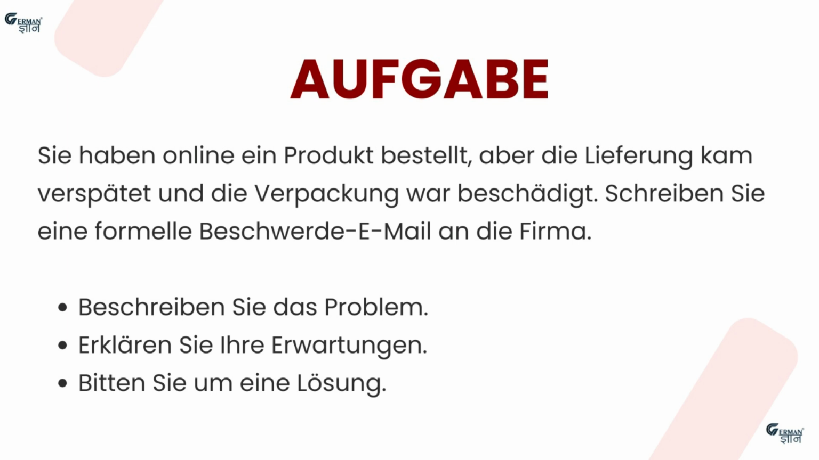Now let's see an Aufgabe and then we'll also solve it. So the question is, Sie haben online ein Produkt bestellt, aber die Lieferung kam verspätet und die Verpackung war beschädigt. Schreiben Sie eine formelle Beschwerde-E-Mail an die Firma. So the question says that you have ordered a product online and the delivery was late and also the packaging was damaged. So now you have to write a formal email complaining to the company. And the points which you need to include are: beschreiben Sie das Problem, erklären Sie Ihre Erwartungen, bitten Sie um eine Lösung. So these are the points which you have to include in your email.